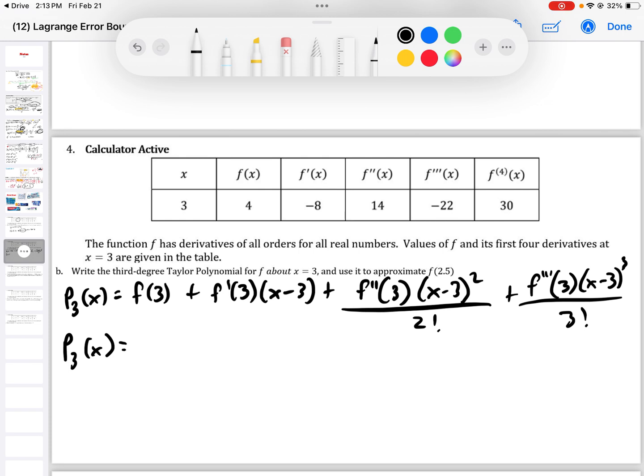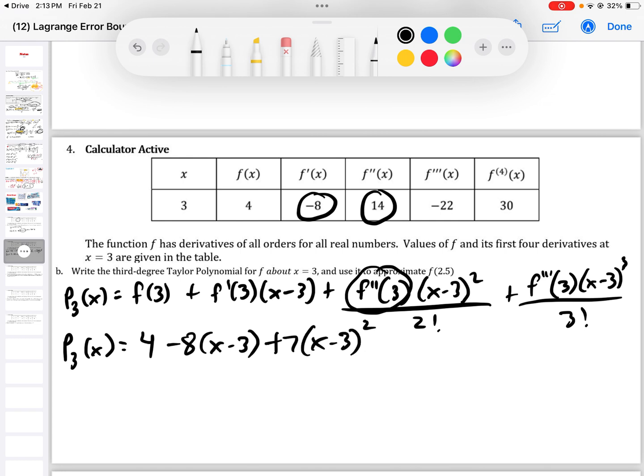All right, so what I need is to plug in all those numbers. So the third degree Taylor polynomial would be equal to f of 3, so it's 4, plus the first derivative evaluated at 3, which is negative 8. So I'll say negative 8 times x minus 3. That's positive, so plus, this would be 14, but 14 over 2 is 7, times x minus 3 squared. The third derivative is negative, so negative 22 over 3 times 2 times 1 would be negative 11 over 3 times x minus 3 cubed.